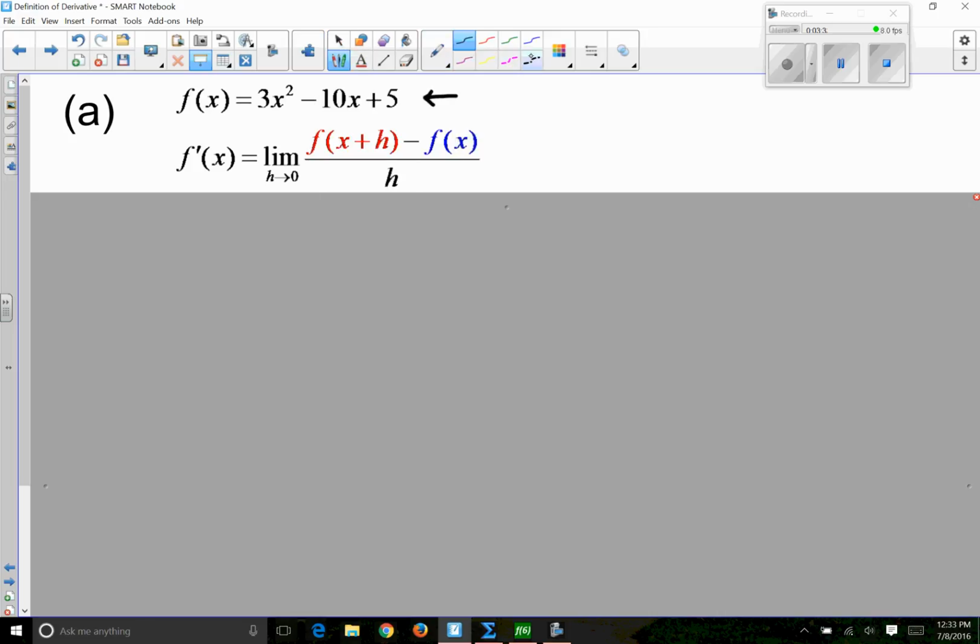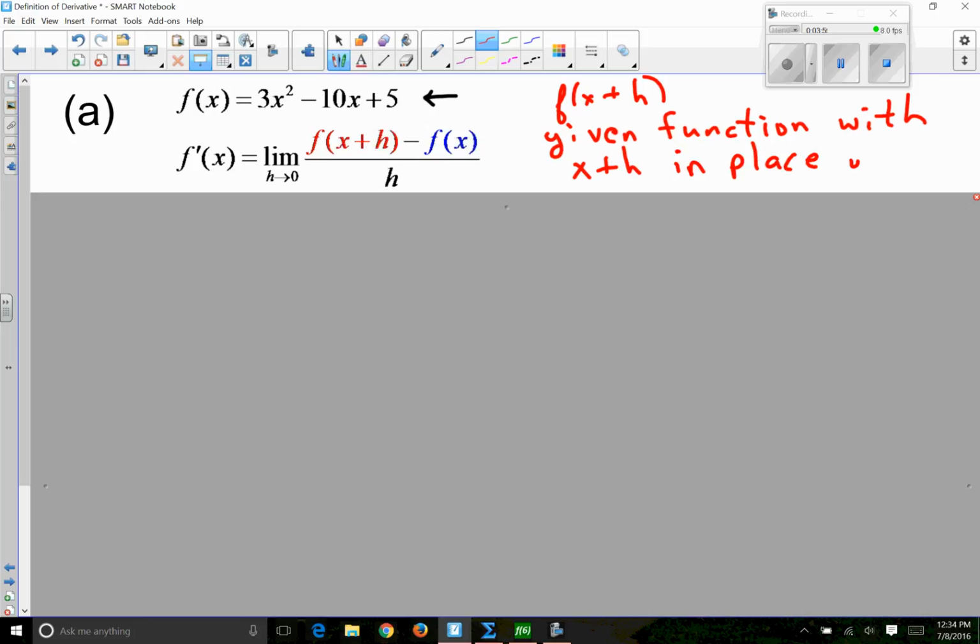So this is important enough for me to write this down. This red, f of x plus h, means the given function with x plus h in place of x. In other words, instead of x being squared, x plus h will be squared. Instead of -10 times x, it's going to be -10 times x plus h.